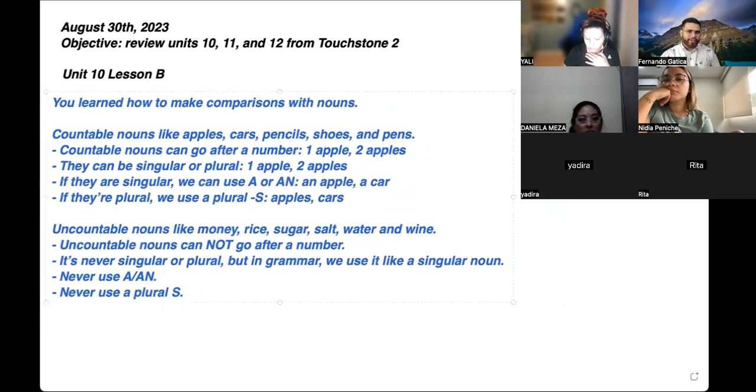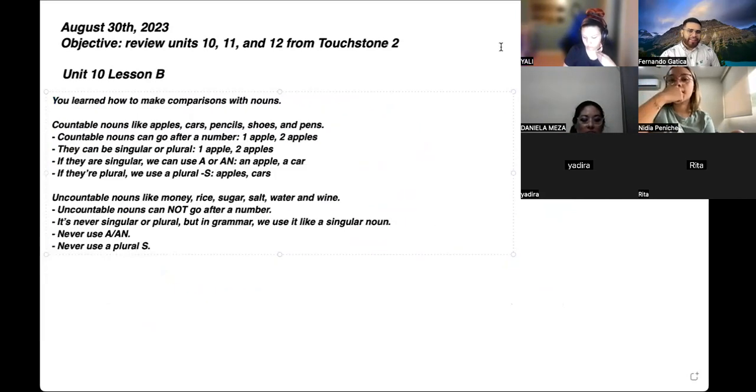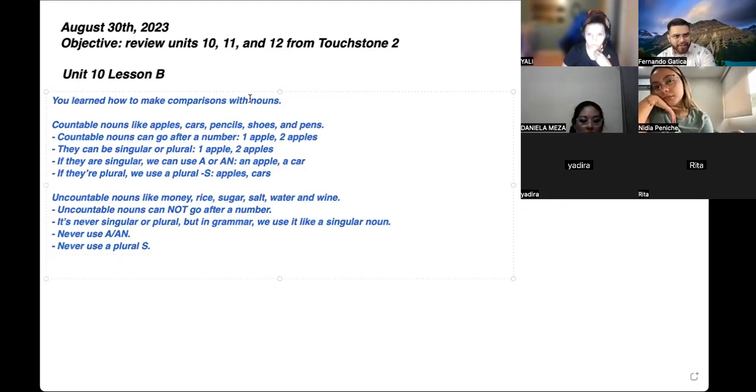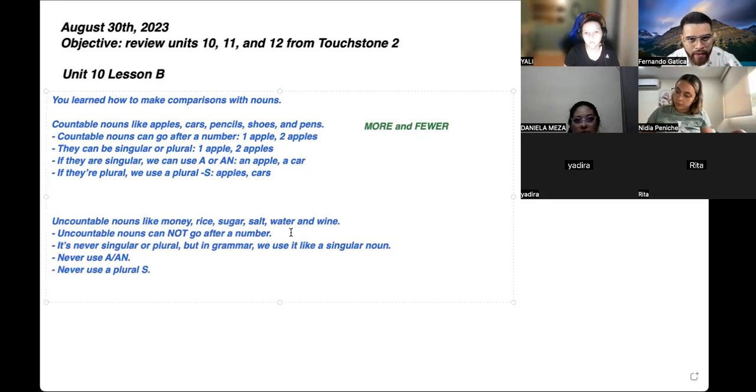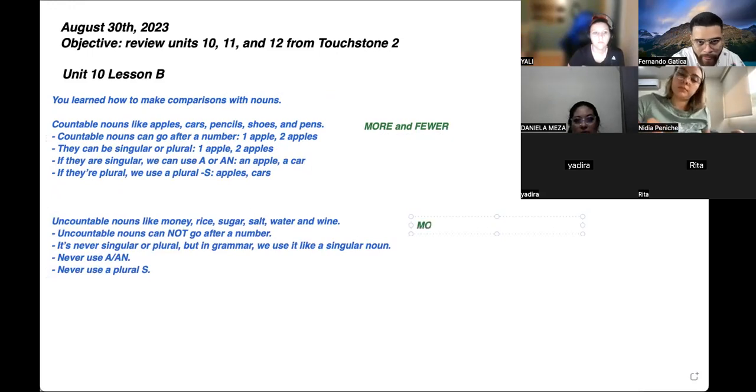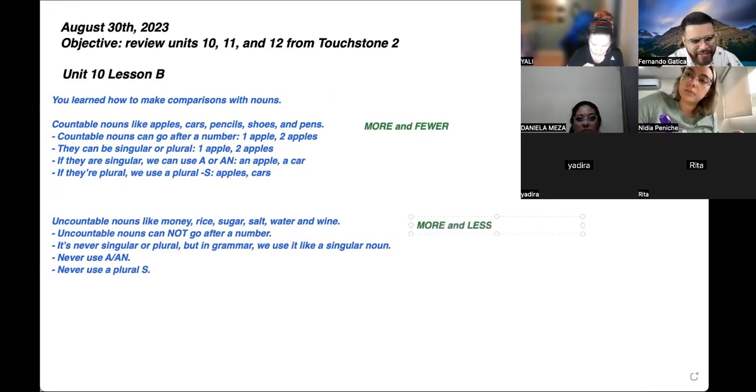We learned this in level 1. But that's not the lesson. The lesson is how to make comparisons with nouns. And this is how you make comparisons. With countable nouns, you're going to use more and fewer. Más, menos. Okay? Más y menos. And with uncountable nouns, you're going to use more and less.